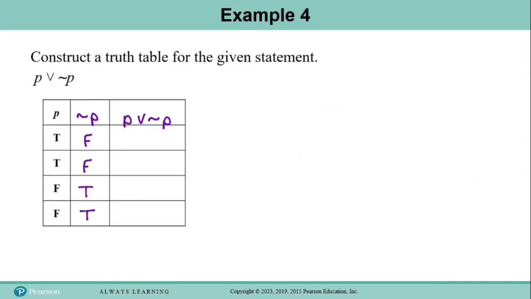Okay, now we know that an or statement is true when one or both of the components are true. So on each line here, one of the components is always true. So P or not P is going to be true on the first line. See, on the first line, statement P is true. And it's going to be true on the second line for the same reason. It's going to be true on the third line because not P is true. And it's going to be true on the fourth line.